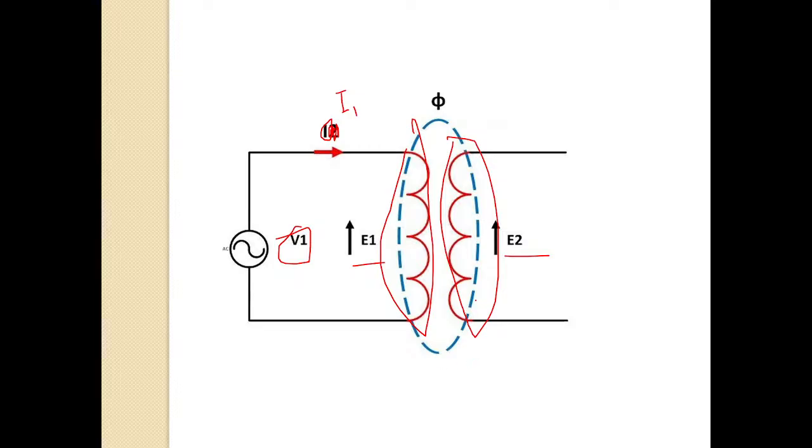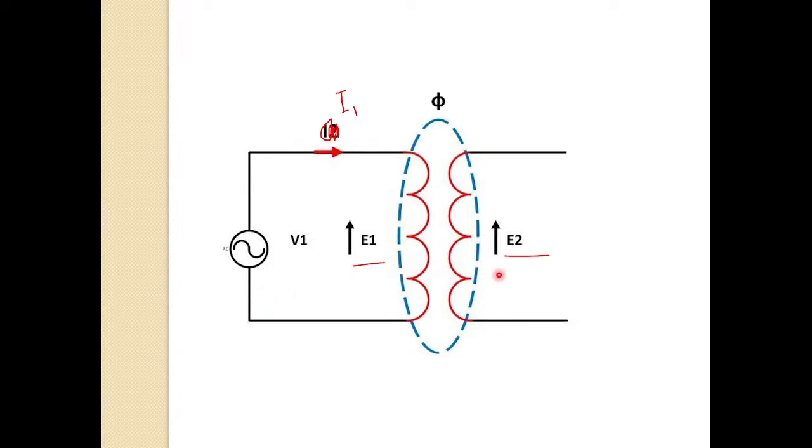So whatever voltage is induced in the secondary winding, this winding, that voltage we will call mutually induced EMF. And the frequency of this mutually induced EMF will be the same as the supply frequency.